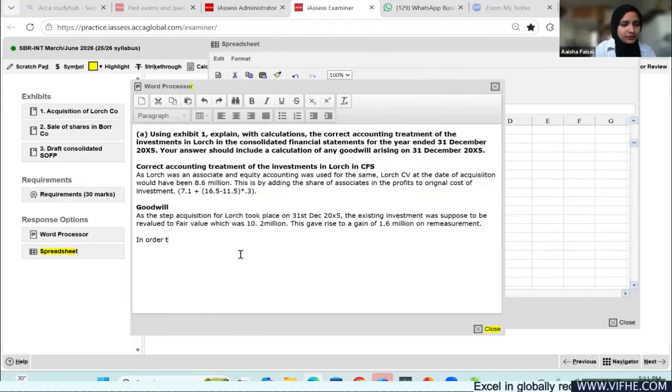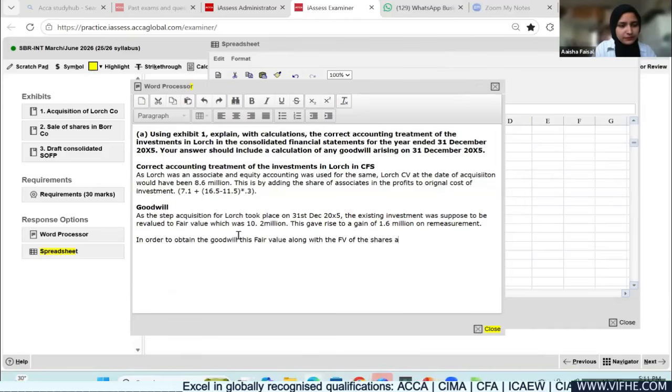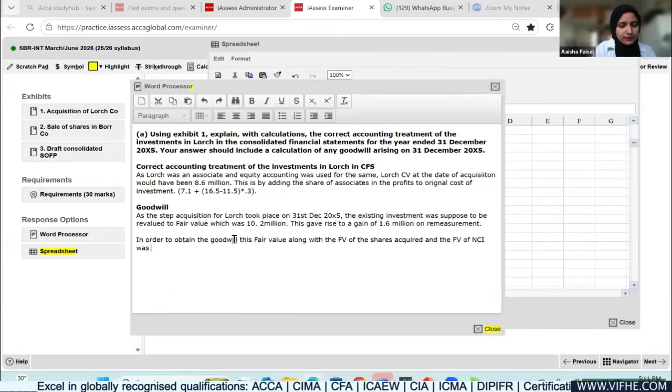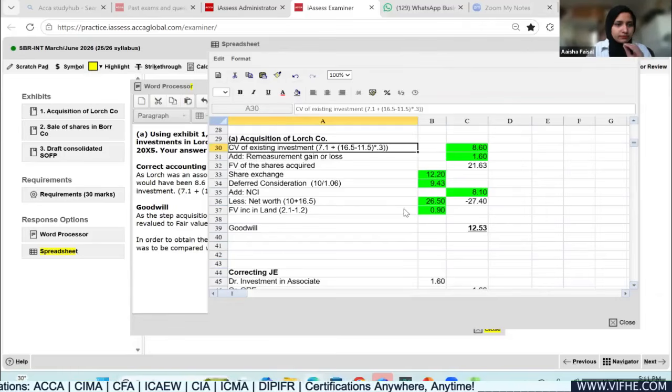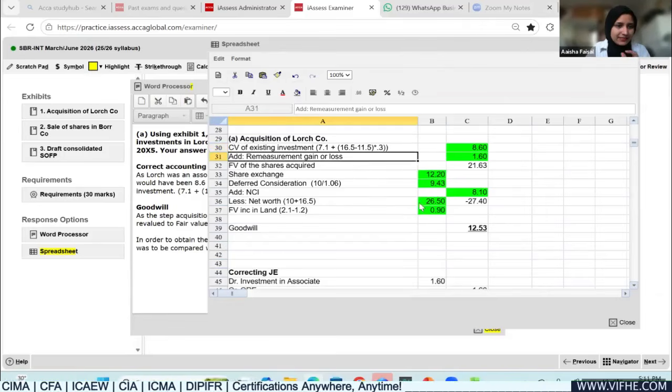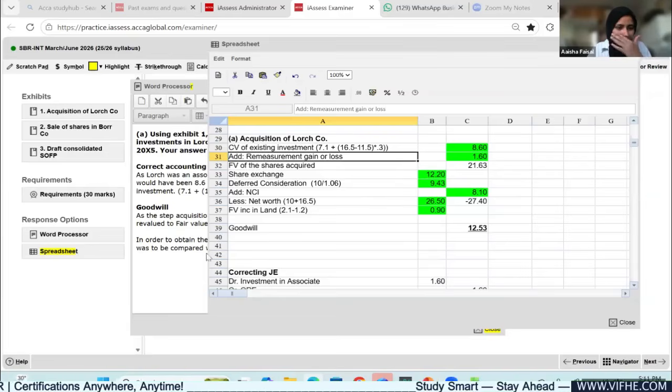In order to obtain the goodwill, this fair value, along with the fair value of the shares acquired and the fair value of NCI, was to be compared with the net worth. Okay, so I'm giving a high level sentence explaining what this formula is, that we're comparing the fair value of the existing investment, fair value of the shares acquired, and the NCI along with the net worth. Now in detail, we can go with the adjustments part of it.